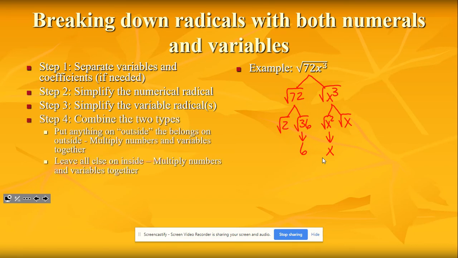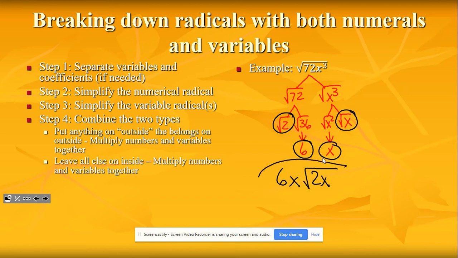Next, combine the 2 types of things that you see. Put anything on the outside belonging on the outside. Multiply your numbers and variables together. So as you can see, 6 and x belong on the outside, so I'll put them on the outside. Leave everything else on the inside. Multiply the numbers and the variables together. We have a radical 2 and a radical x. They will stay on the inside together to form radical 2x. And that is your final answer simplification for radical 72 x to the third.